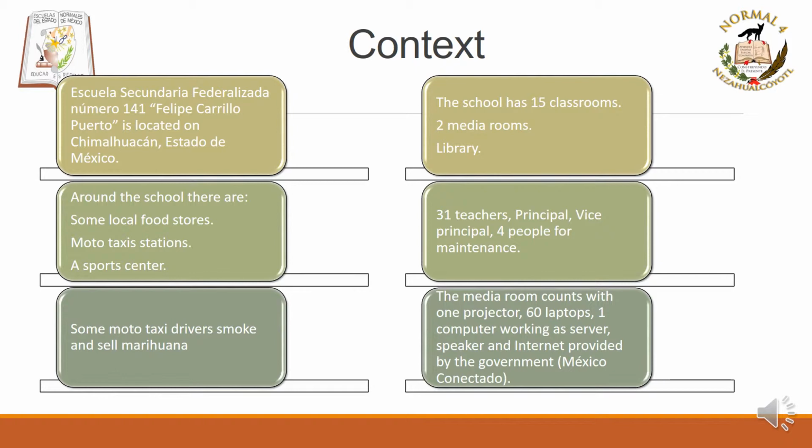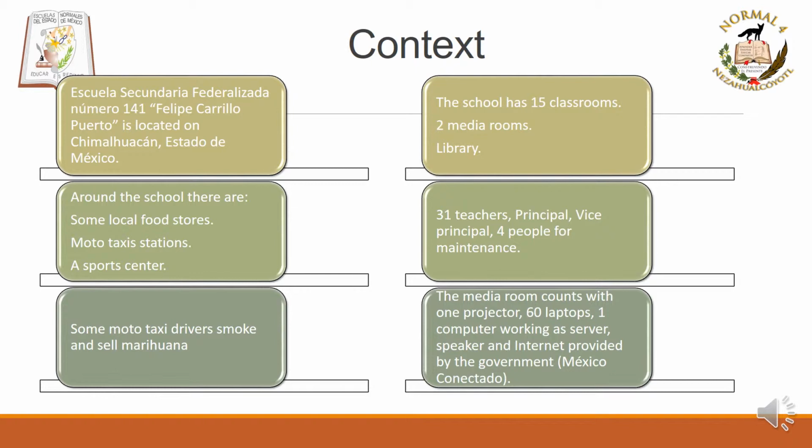Sometimes, some teachers have told me that they have been robbed when they are out of the school, and that's why each time there are fewer teachers going out to buy food. Instead, they prefer to bring their own food to the school, or to buy food from the grocery store inside the school.